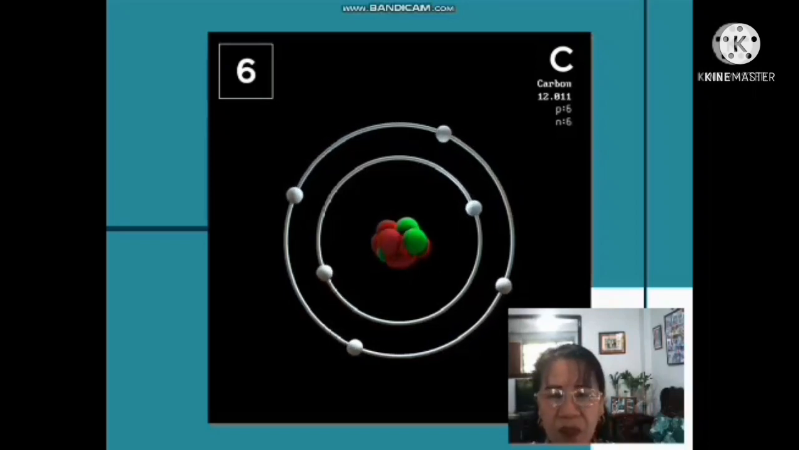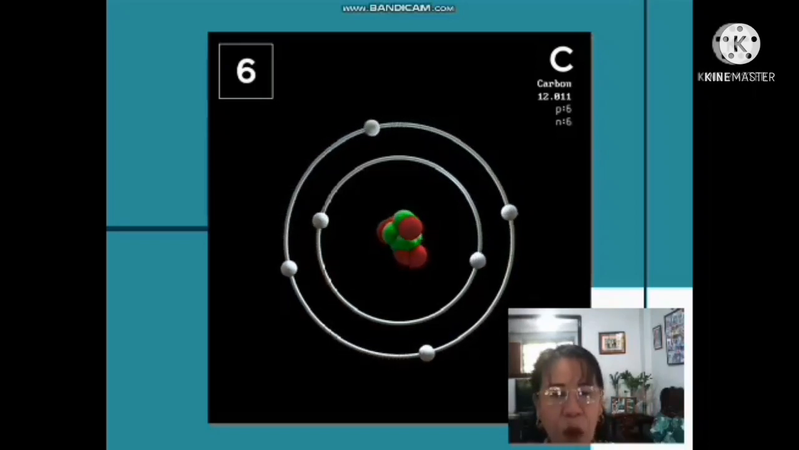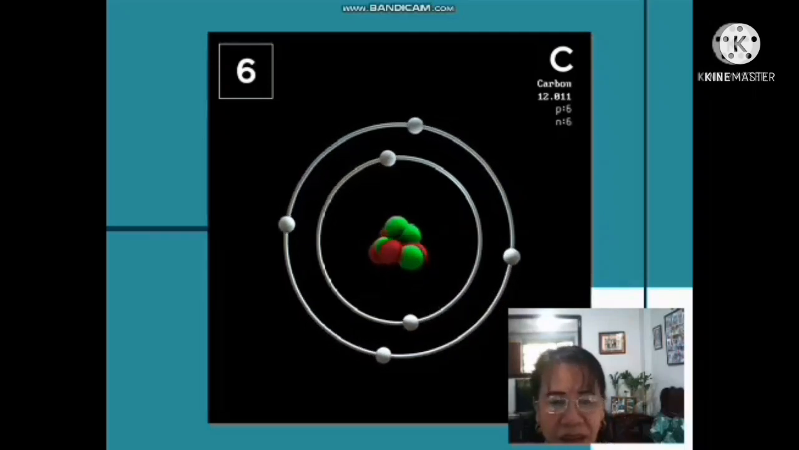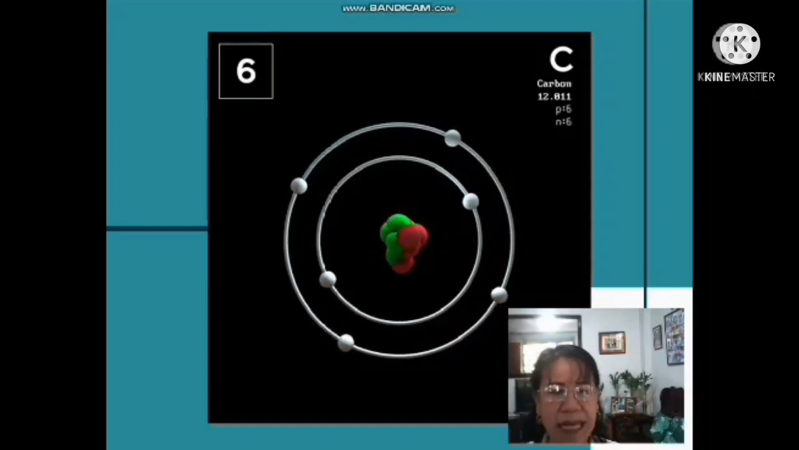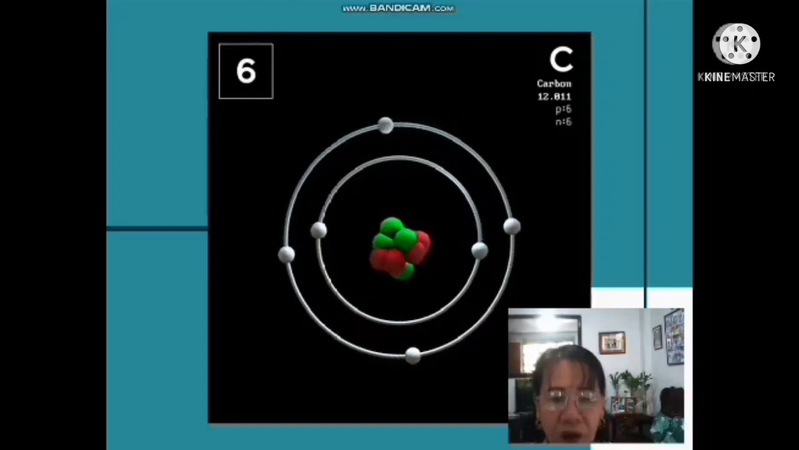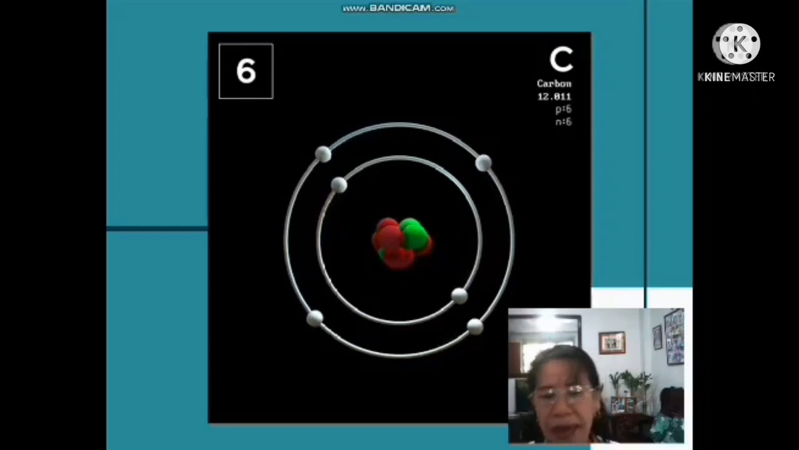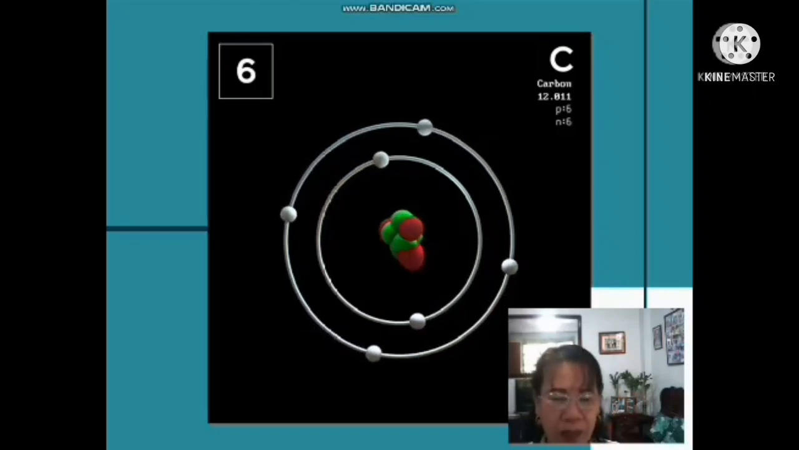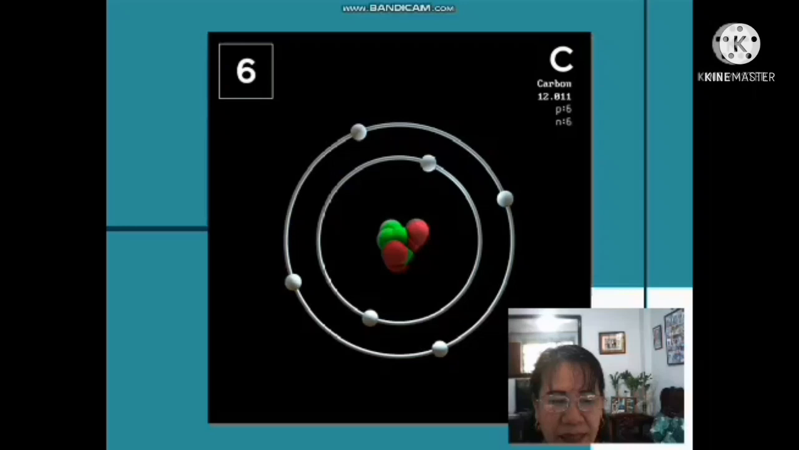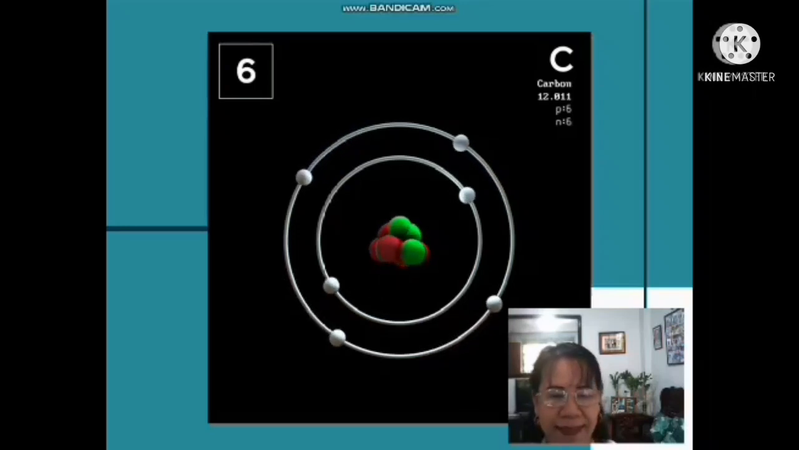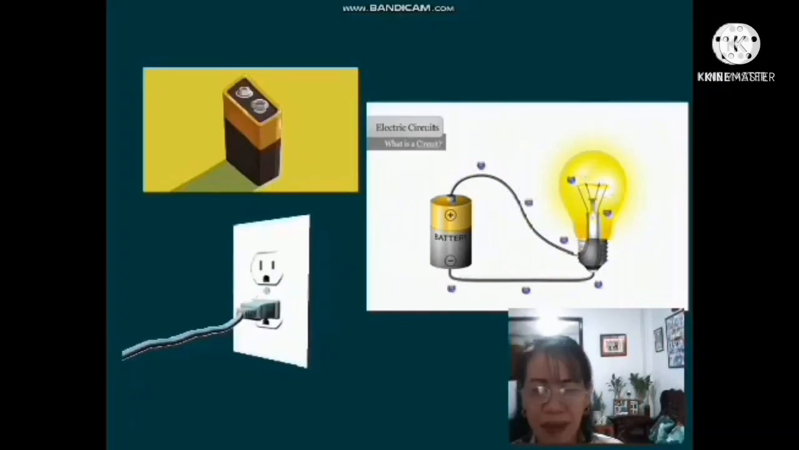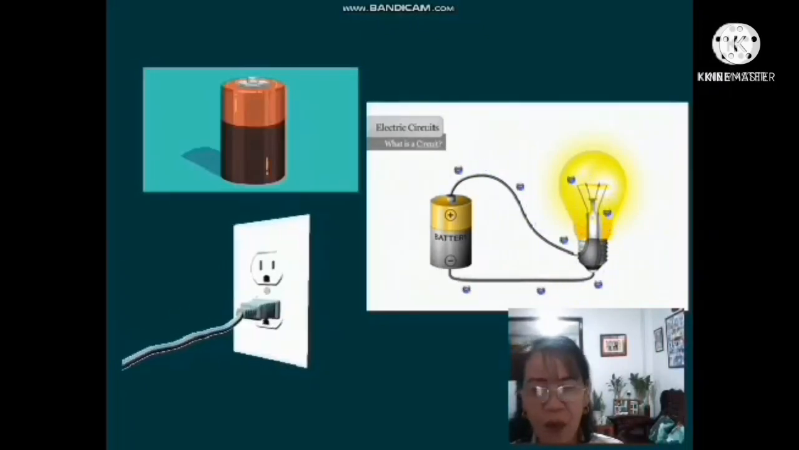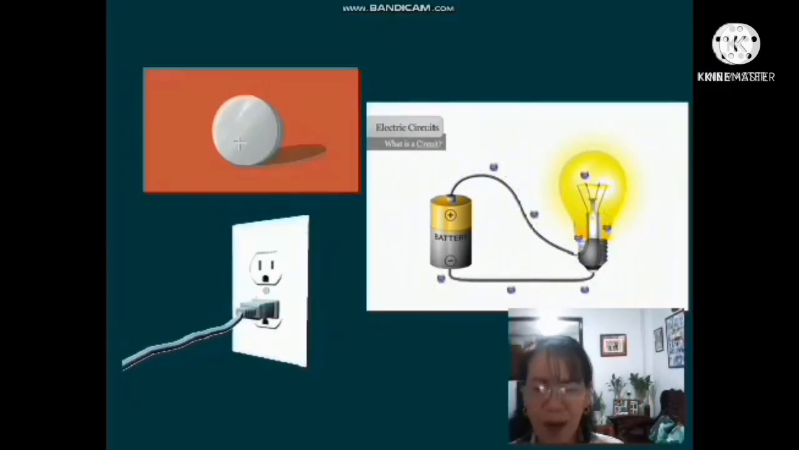The continuous flow of electrons from one atom to another is known as electric current. The number of electrons in an atom determines the kind of atom. By understanding how electricity works, you will be able to create a circuit. Have you ever wondered about the difference between batteries and electricity from outlets? Or how to make a circuit?